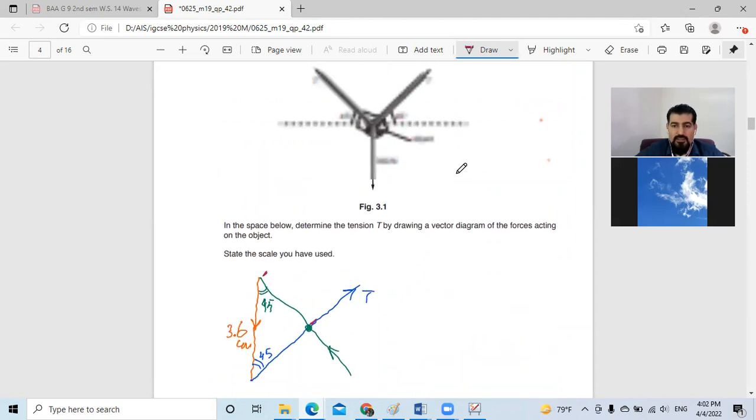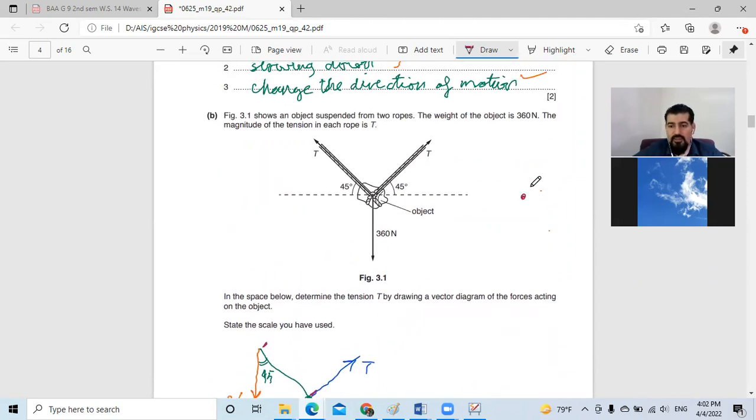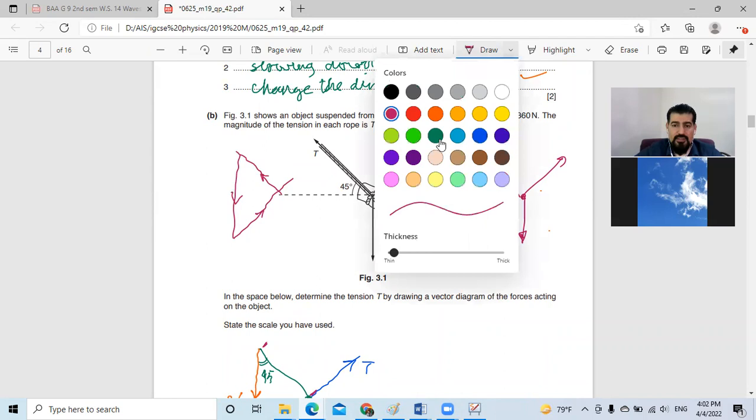Now, again, we have three forces here. One acts in this direction, one in this direction, one in this direction. Since they are in equilibrium, all these forces make a triangular shape, or a parallelogram. So we have a force going downwards, another force going in this direction, and a third force going in this direction, to make what? A triangle.